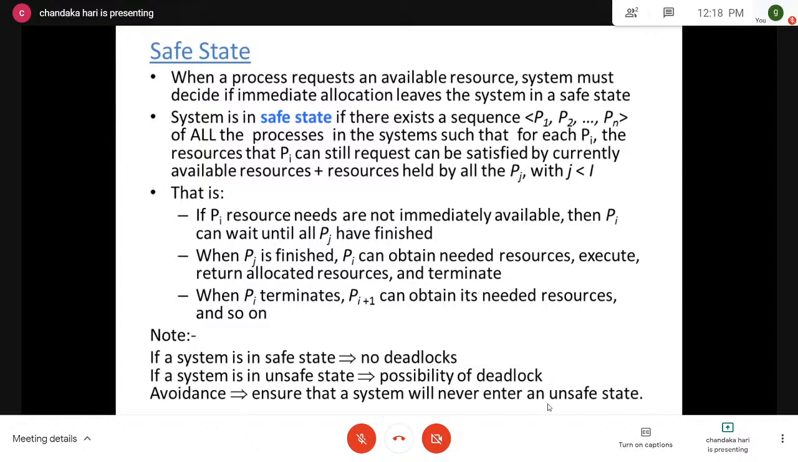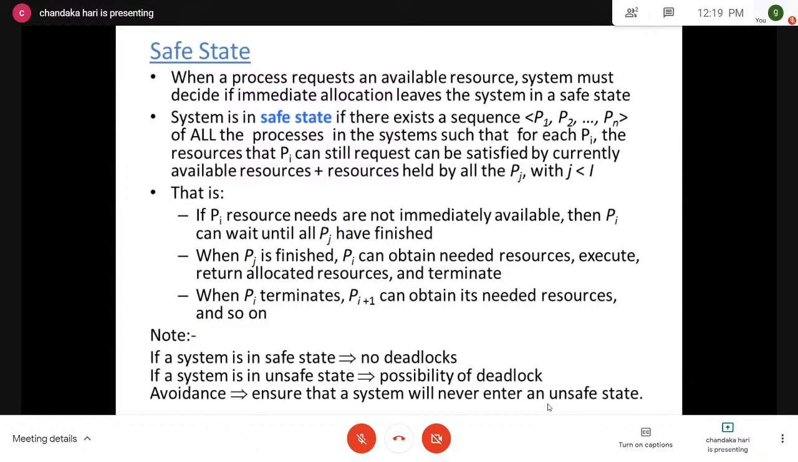It is the responsibility of the operating system to define a safe sequence in such a way that the system will never enter into the deadlock state. So finally, I conclude this topic. If a system is in a safe state, there is no deadlock. If a system is in an unsafe state, there may be a possibility of deadlock. So you have to write an algorithm in such a way that the system will never enter into an unsafe state. The resources must be allocated in such a way that the system always defines a safe sequence.